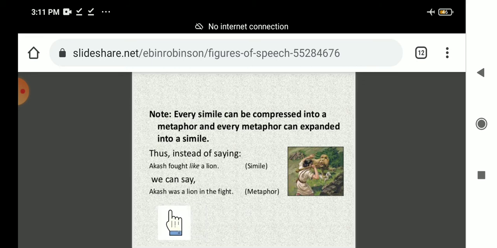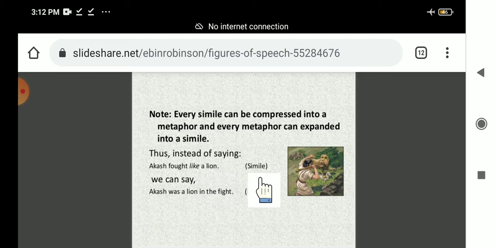We can say Akash was a lion in the fight. So it is a metaphor. Akash is named like a lion, and the lion is named Akash. Where the lion's character is given to Akash and Akash's character to the lion, it is called a metaphor. But where Akash's character is not given to the lion, and Akash is like a lion, but he is not a lion, he is like a lion.